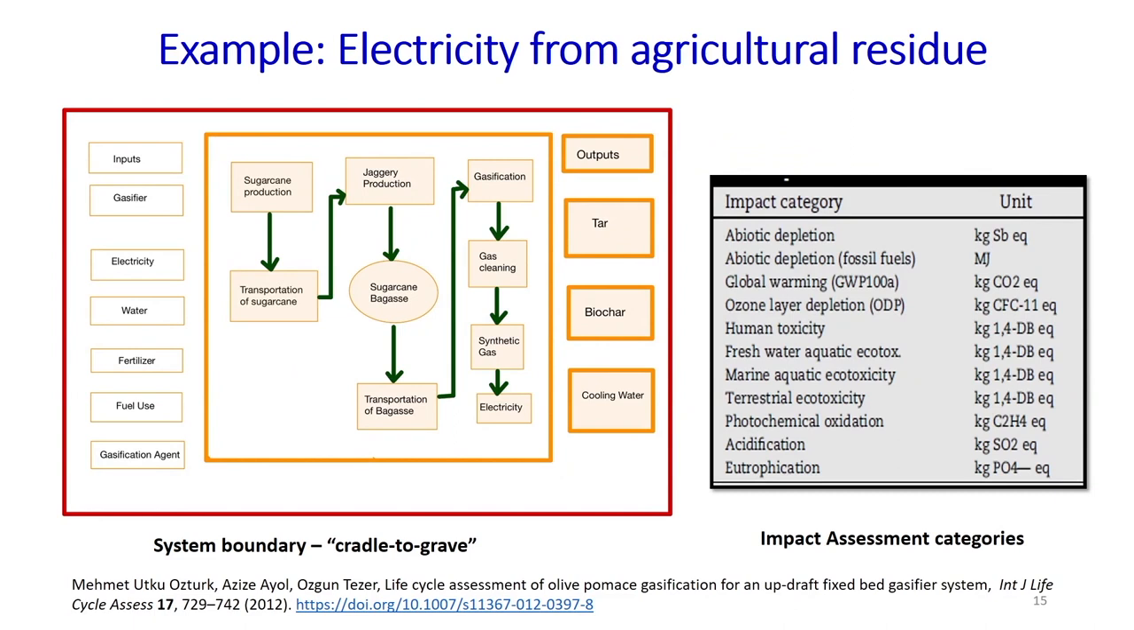Now let us take an example of generation of electricity from agricultural residues. So our inputs are gasifier, then electricity, water, fertilizer, fuel use, then gasification agent. I'll explain how this has come, one by one. Sugarcane production: when we are doing sugarcane production, we need to prepare the soil. So it might so happen that tractors are required to condition the soils. Tractors consume fuels, and at the same time, while manufacturing the tractors, it also emits a lot of carbon dioxide. And then when the soil is prepared, fuel is burned, which emits a lot of carbon dioxide.